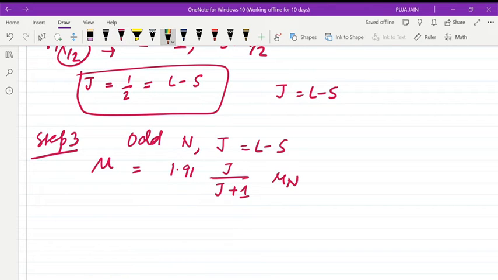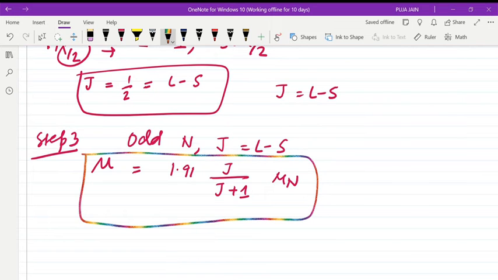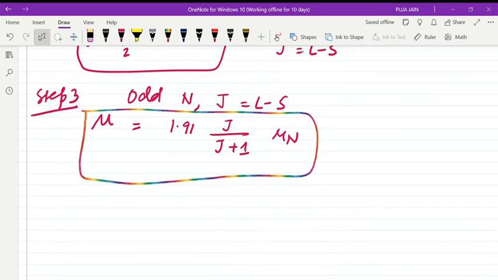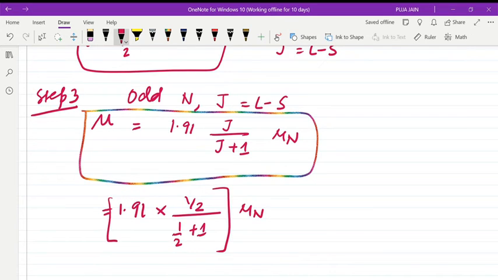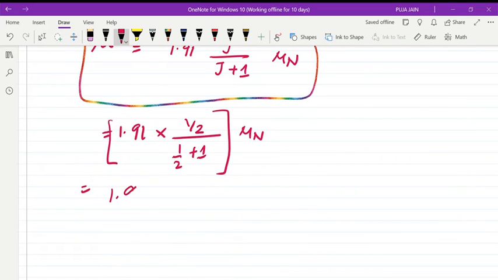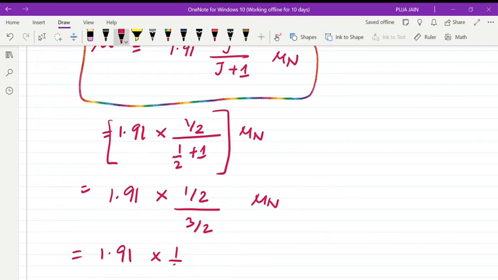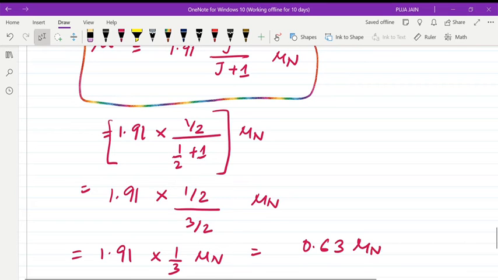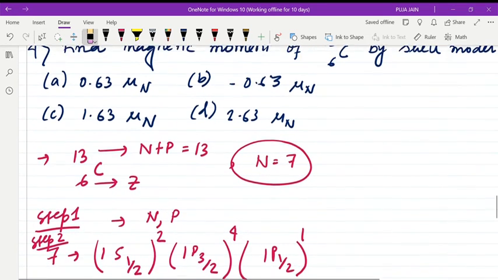So this is the formula. So 1.91 into J, J is what? Half, over half plus 1, μN. Okay, so now we have to calculate. So please understand when we are using this formula. So 1.91 times 1 by 3 μN. So 1.91 by 3, that is we will get 0.63 μN. So now see which option is correct. Option A is correct.